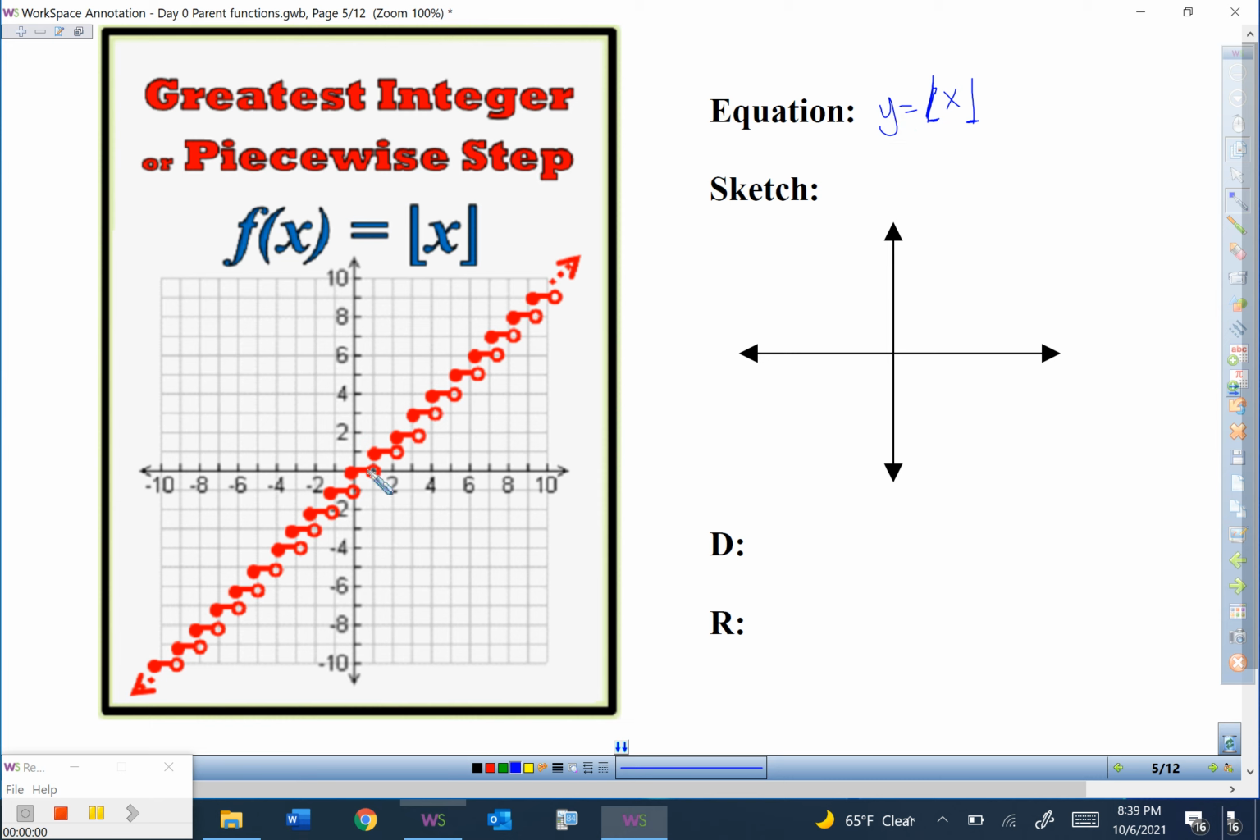So if we look at our staircase again, you'll notice on the left-hand side of all of these stairs you've got a closed dot, and on the right-hand side you've got an open dot. When we think about the spaces in between, you'll notice we've got a marking at 0, a bar at 1, another at 2, another at 3. It's at the integers. So the greatest integer function gets its name from what happens on the picture.